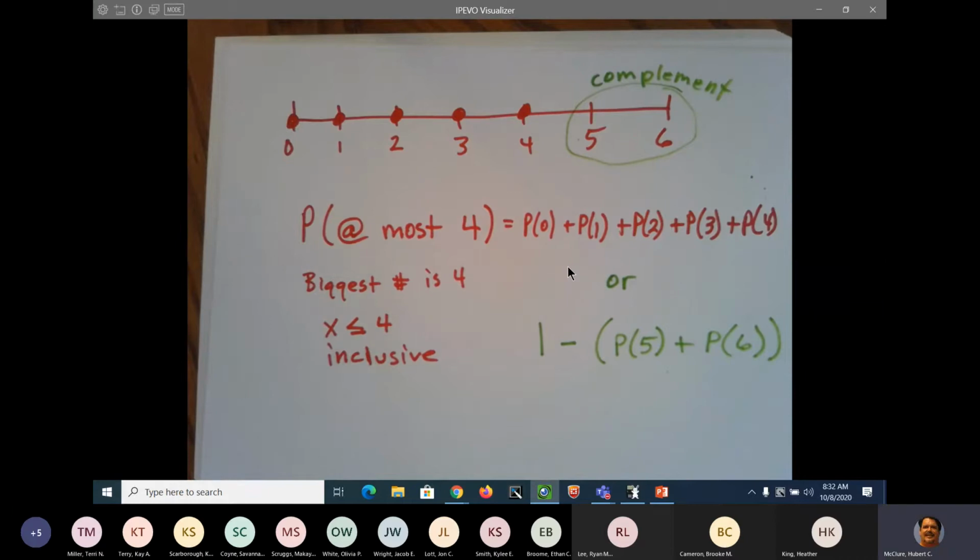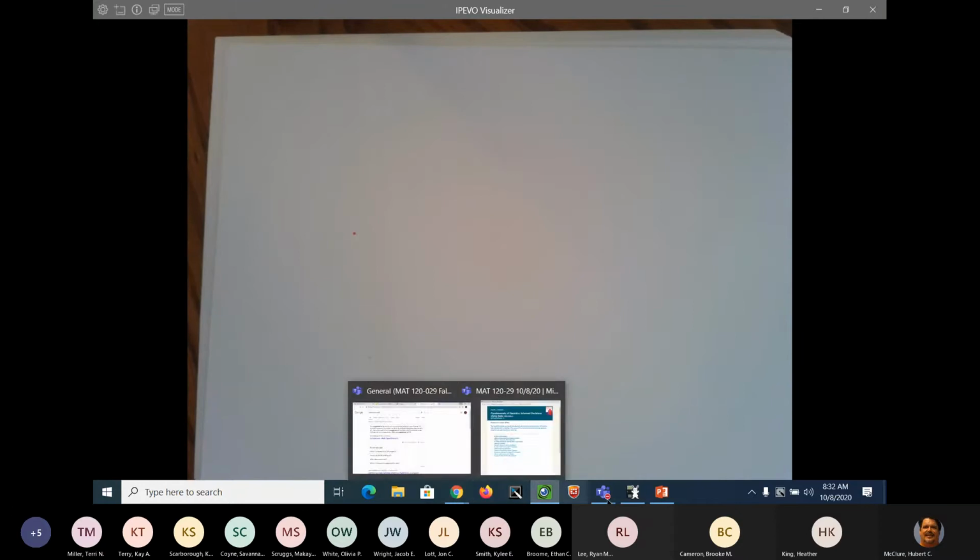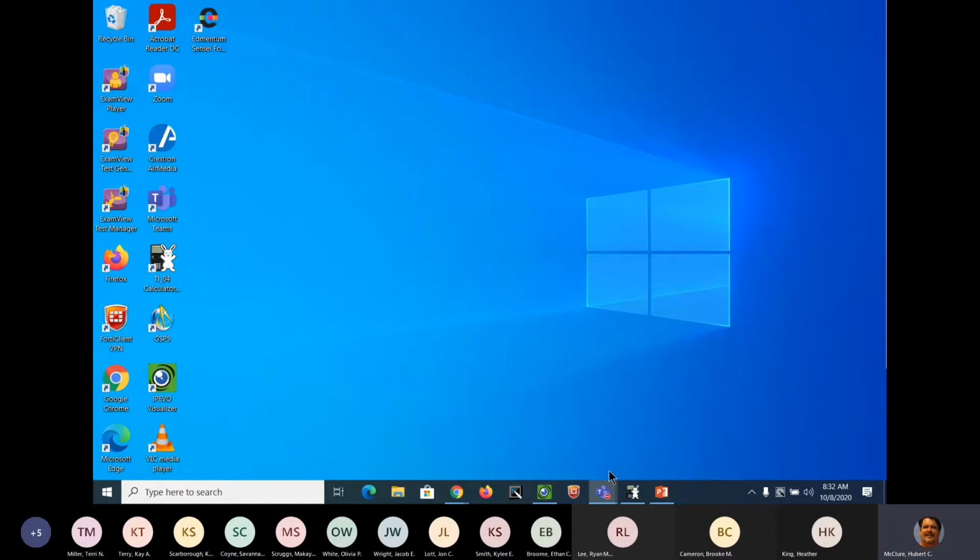Now, that's what the slides are going to be talking about. They're going to be talking about at most, at least, greater than, less than. And they're going to give you a little chart that's going to talk about that. If I could find my handy dandy Excel spread. Oh, there it is. I was looking for Excel.